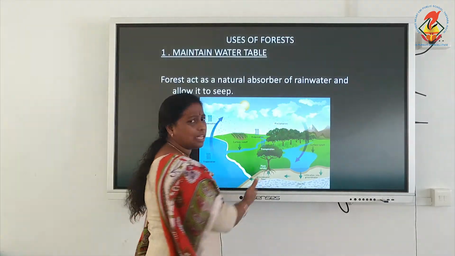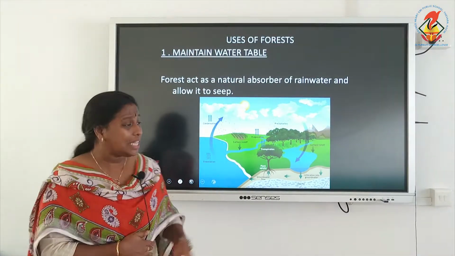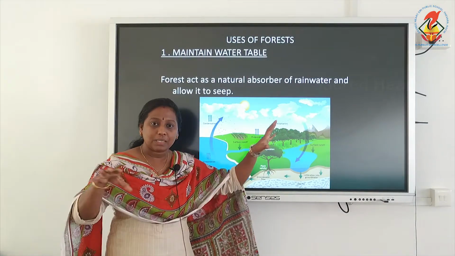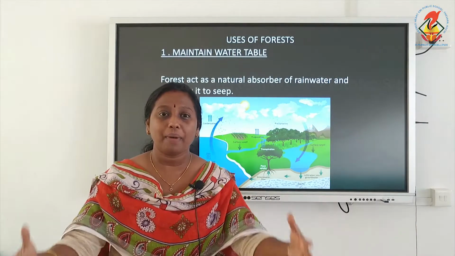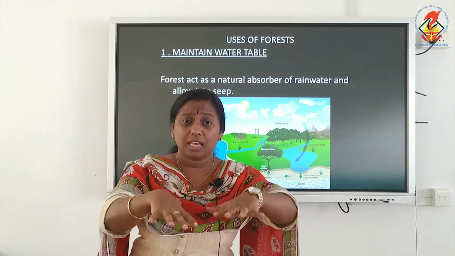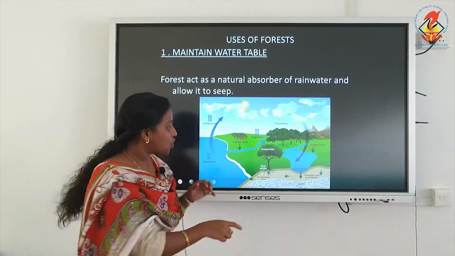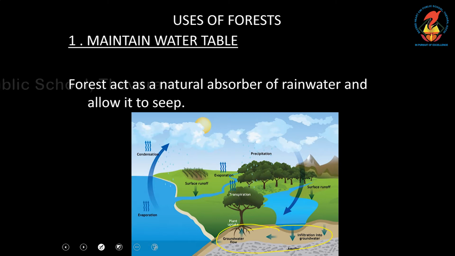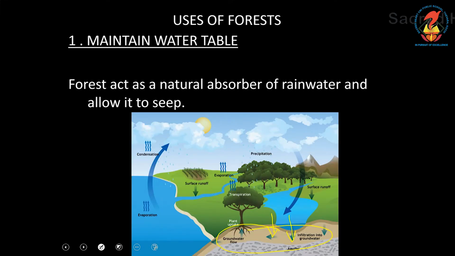When the rain comes and falls in a forest area, you know, it's thickly covered with plants. When the rain is falling in such an area, these plants will prevent the rainwater from running off. Okay, the roots of the plants will hold the rainwater. As a result, this rainwater will percolate into the deeper layers of the soil, thereby it will go and replenish our groundwater resources. Okay, this water will be infiltrated to the deeper layers of soil, groundwater will be replenished. Thereby, the water table is maintained.